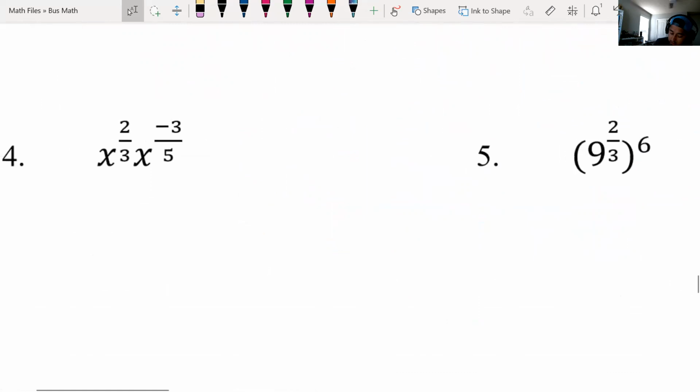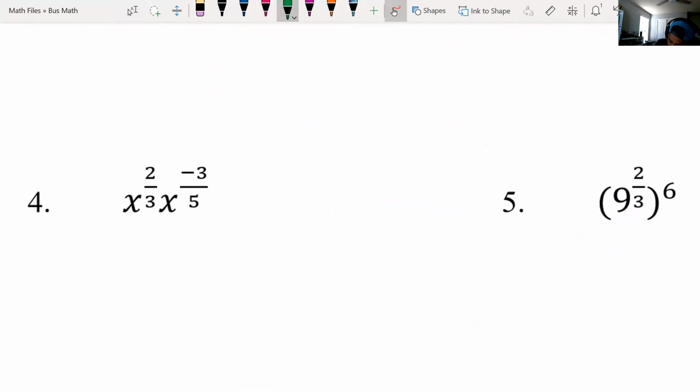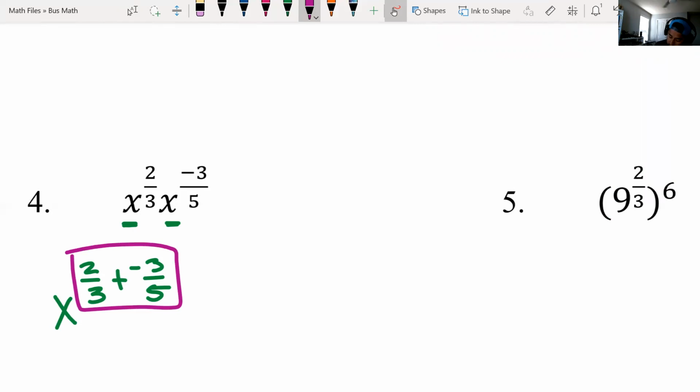4. X to the 2/3 times x to the negative 3/5. Again, same base. Add your exponents. X to the 2/3 times x to the negative 3/5 is going to be x to the 2/3 plus negative 3/5. Oh, this time we don't have the same denominator. So in order to add these exponents, we're going to need a common denominator. So that means that you have 2/3 minus 3/5.